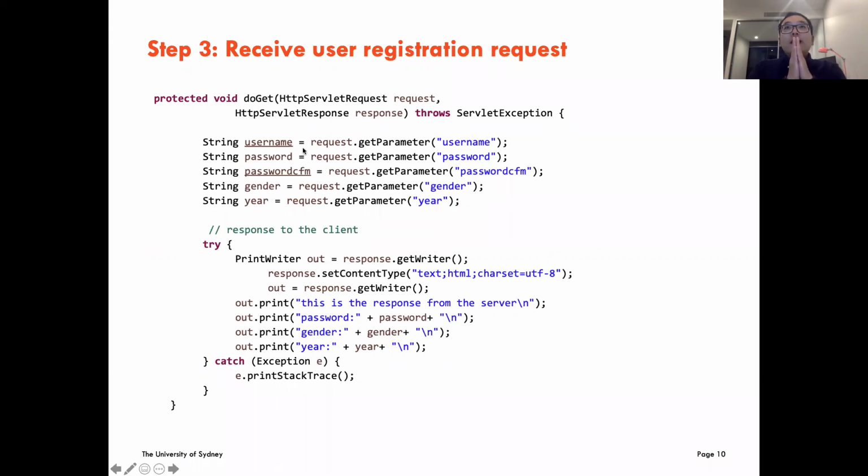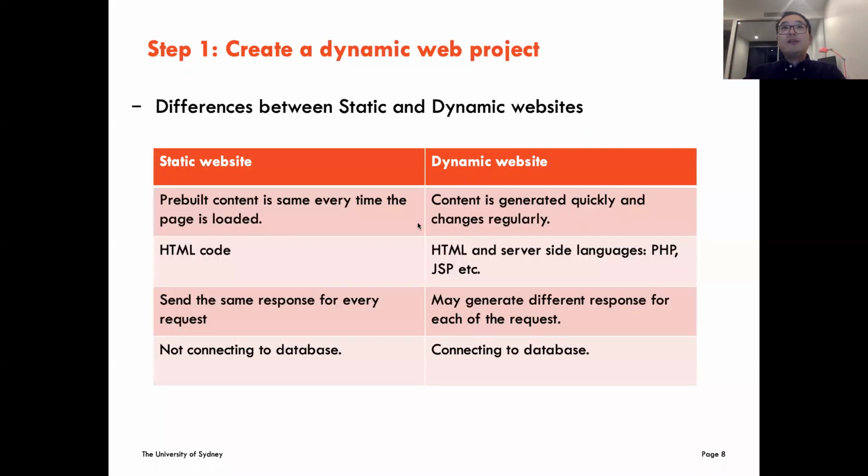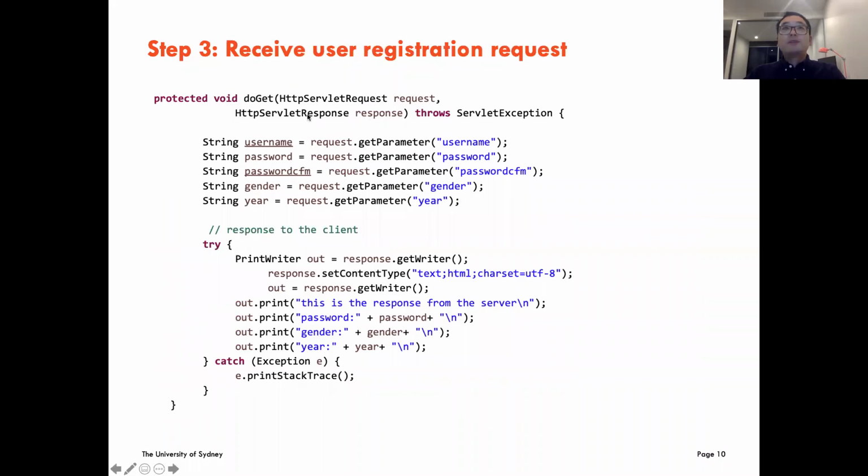So here we actually just write a very, very simple registration processor. Now we already have the registration page. When the user clicks the submit button, we should have this processor ready in our website, and then allow the processor to interpret this request and handle it. So this piece of code is for that purpose.